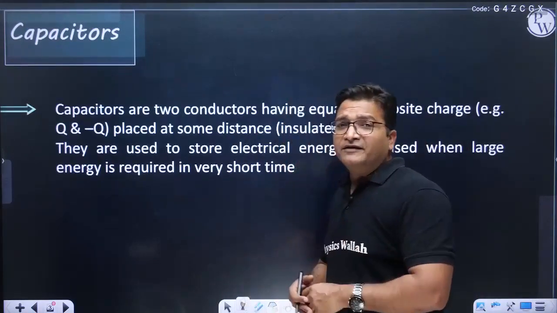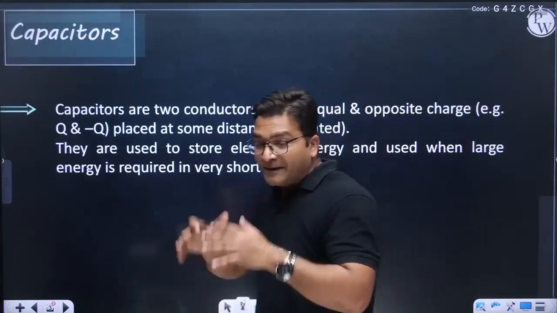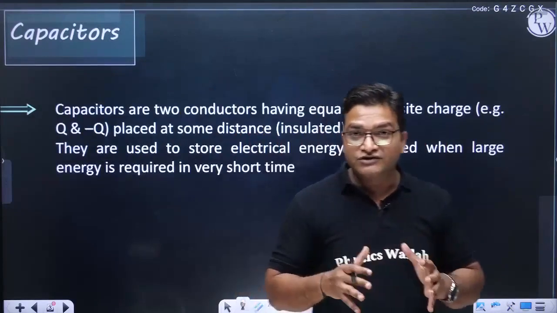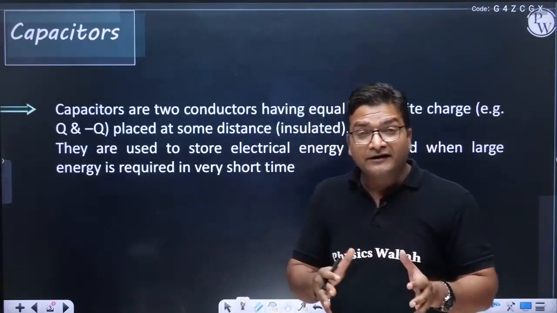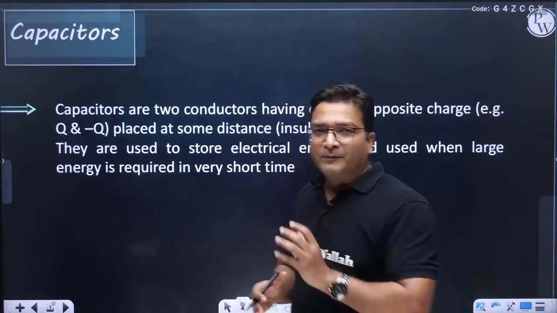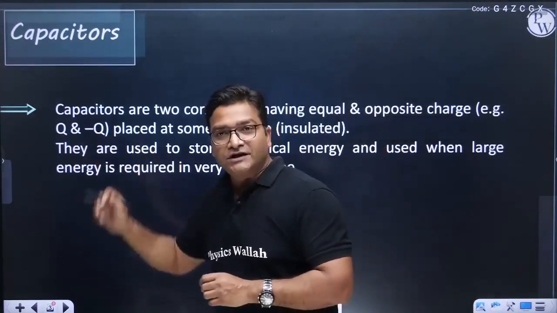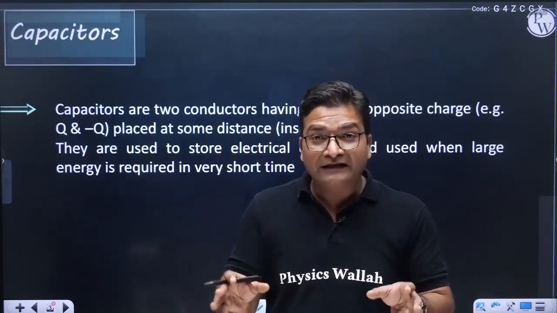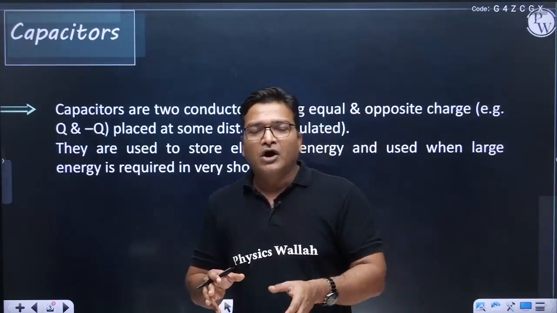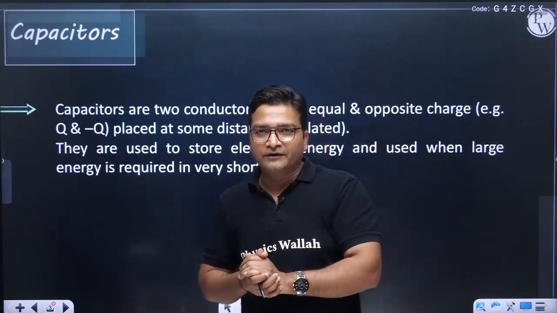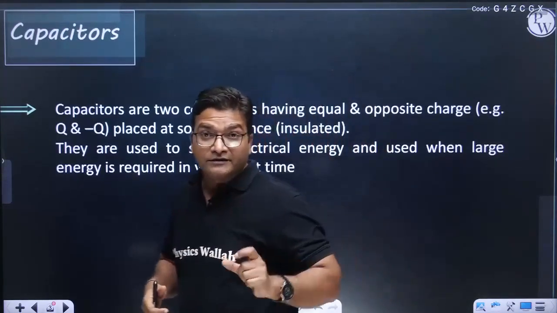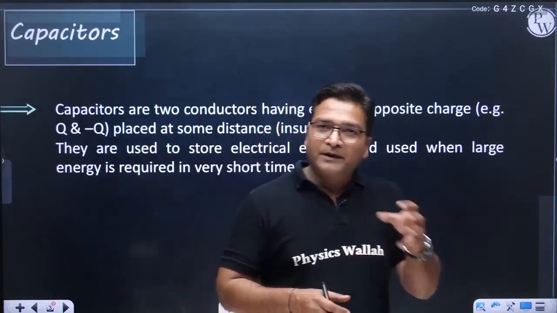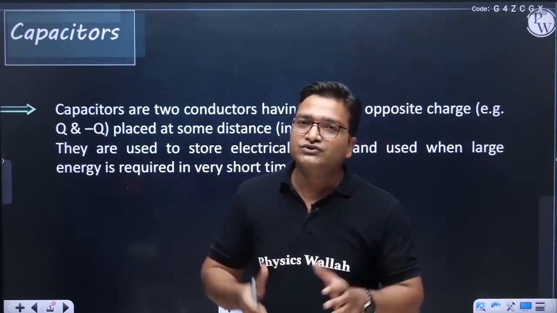So capacitors are basically two conductor devices. In capacitors we have two conductors with some charge. Usually on capacitor conductors we give equal and opposite charge, like one is given plus Q charge and the other conductor is given minus Q charge, and those conductors are placed at some gap, at some distance, or you can say with some insulation between them. So capacitors are basically two conductor devices with some gap in between and have charges plus Q and minus Q on its two conductors.